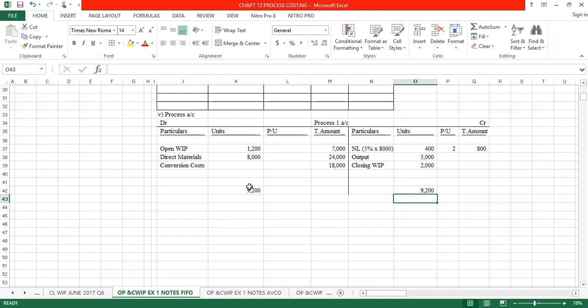Type for me in the chat. Is it a gain or a loss? Loss. Thank you. It is a loss. Why is it a loss? Because the total on the debit side is more than the total on the credit side. So the balance is on the credit side. If the balance is on the credit side, it is a loss. If it is on the debit side, it is a gain. So there is abnormal loss, which is of course a balancing figure.